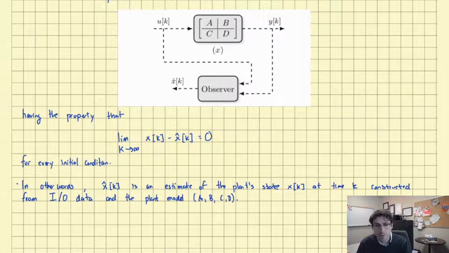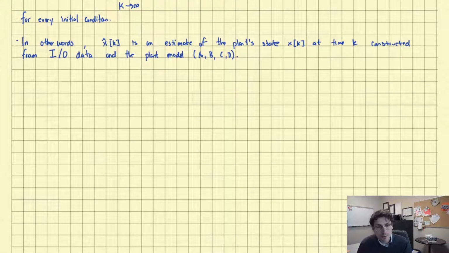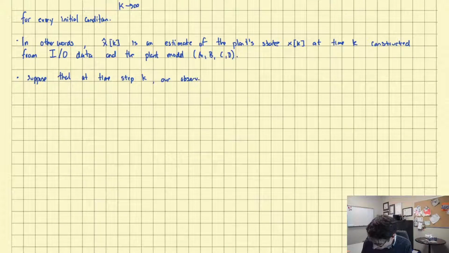And so I'm going to argue that there's sort of an intuitive or natural choice, and it's kind of the standard choice for an observer. Okay, so let's figure out what we should use for that observer. Suppose then that at time step k, our observer has produced the estimate x hat of k.